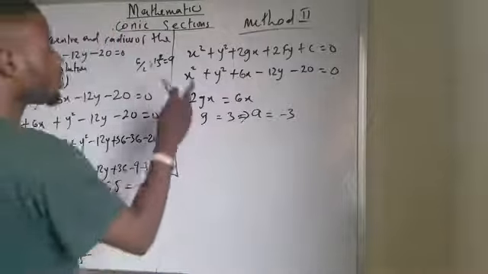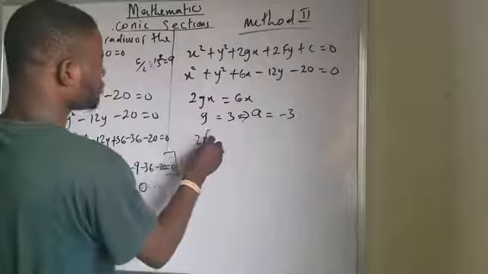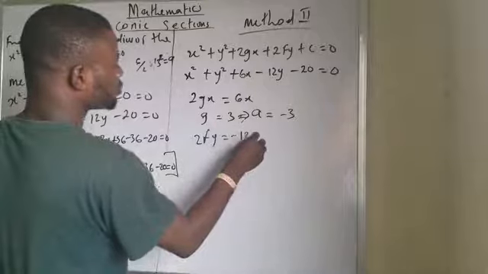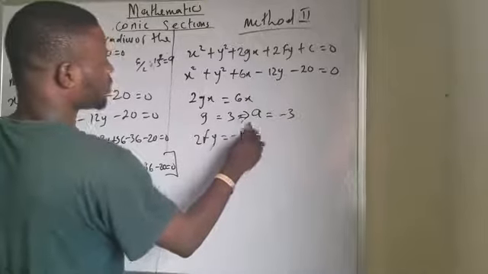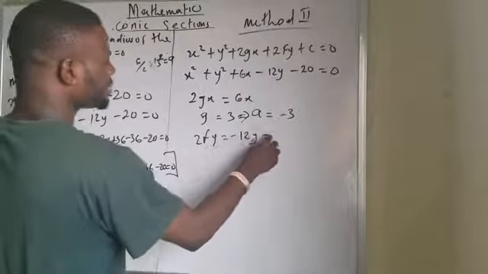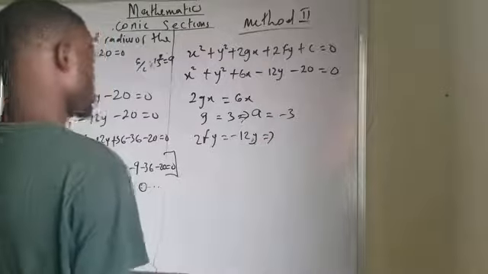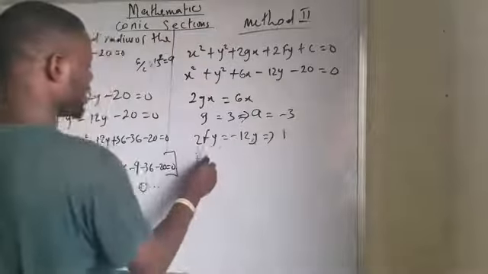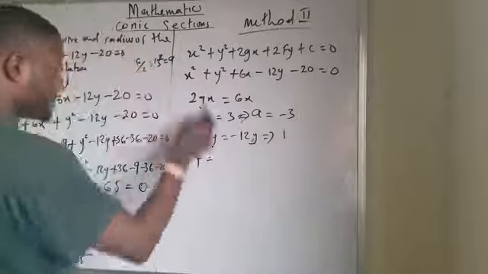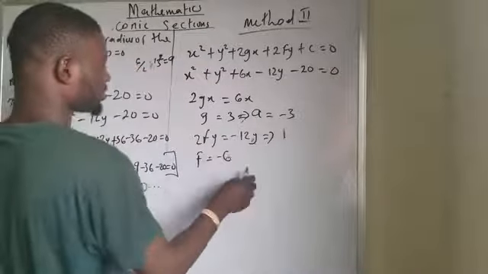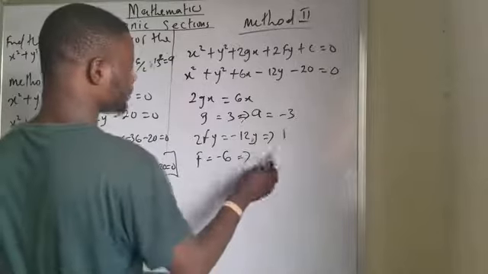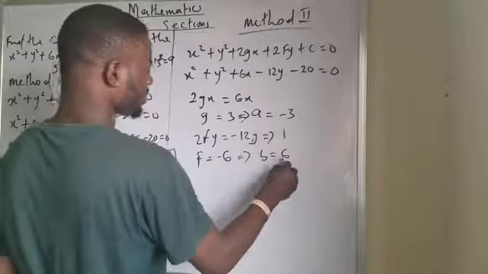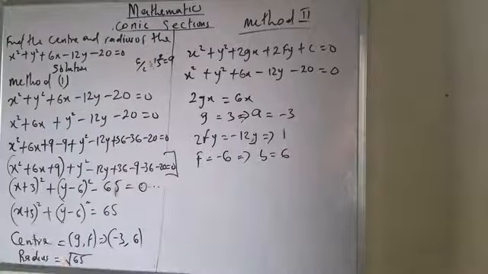And also, I'll have 2fy equals minus 12y, which implies my f equals minus 6. Minus 6, which implies b equals 6. Now, we all know that. Very, very important. Now, it means center.